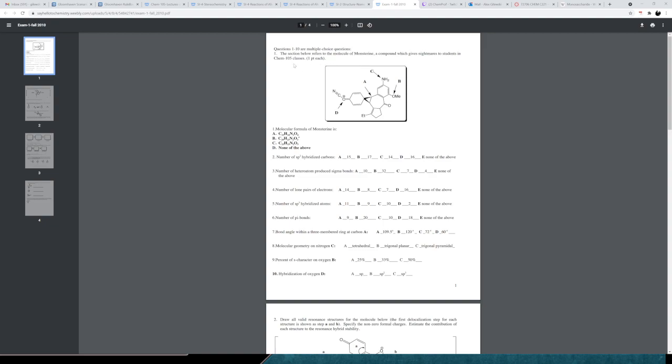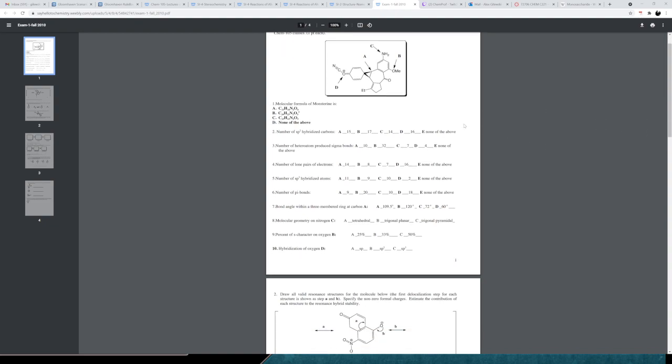Obviously you guys aren't in Chem 105. That is the numbering used at my previous college, so you're in 221. But this compound should give you nightmares regardless. And we're just seeing examples of that.